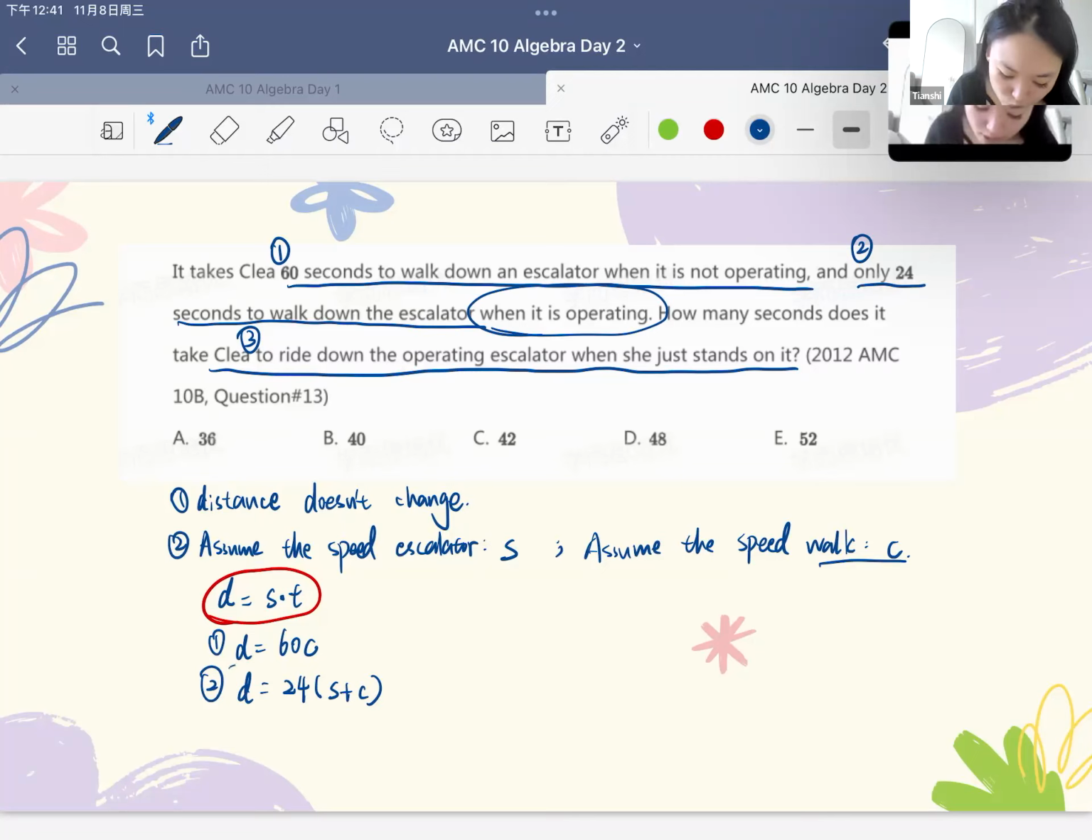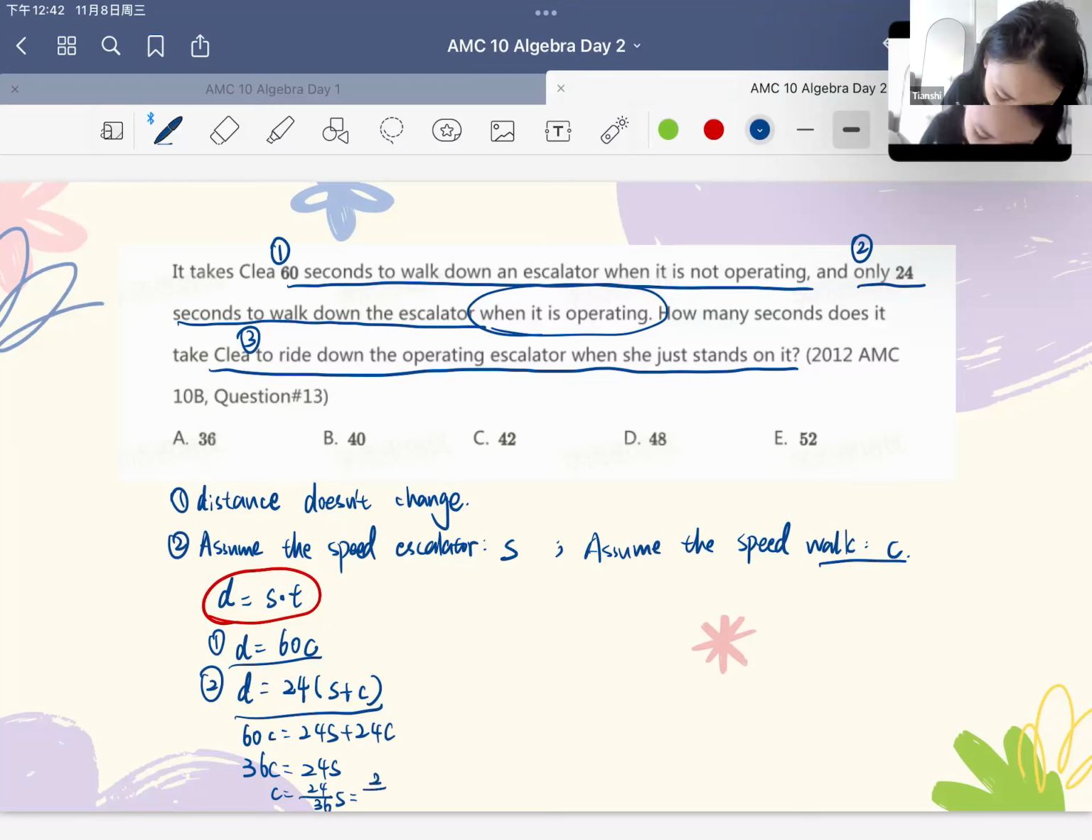In the two scenarios, we know that the distance does not change, so we can have an equation here. 60c equals 24s plus 24c. So we know that 36c equals 24s. So c equals 24 divided by 36 s, which equals 2 over 3 s. So here we know the relationship between c and s. And then let's find the third scenario.